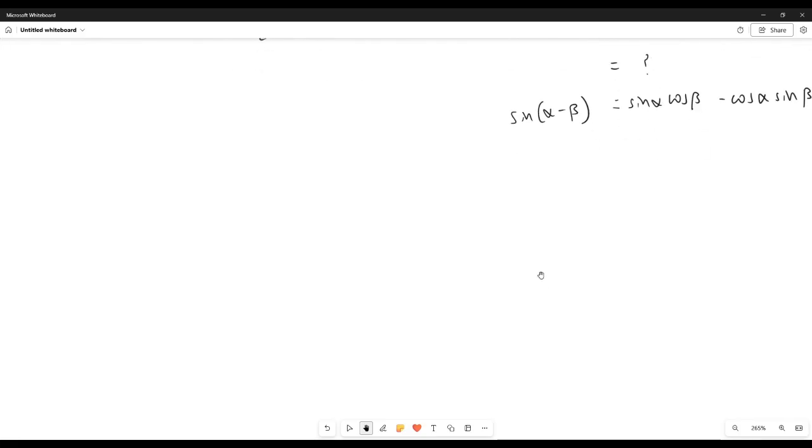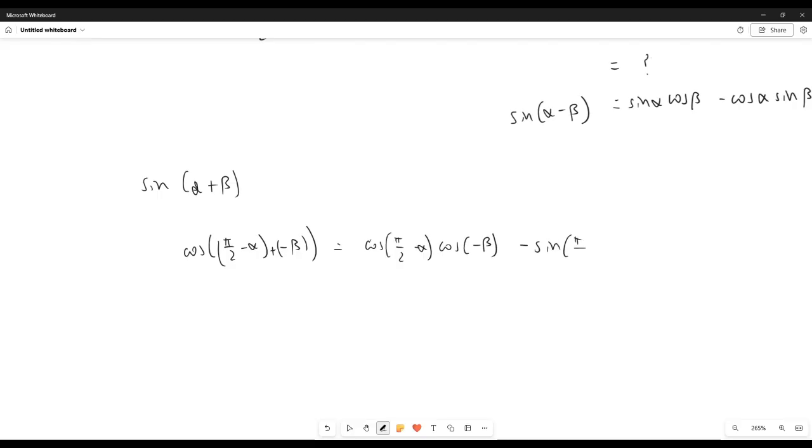Now let us try doing the formula for sine of alpha plus beta. We do the same thing as last time, only now we have negative beta instead of positive beta. This gives cosine of pi by 2 minus alpha plus negative beta. This gives us the expression cos pi by 2 minus alpha times cos negative beta minus sine pi by 2 minus alpha times sine negative beta.